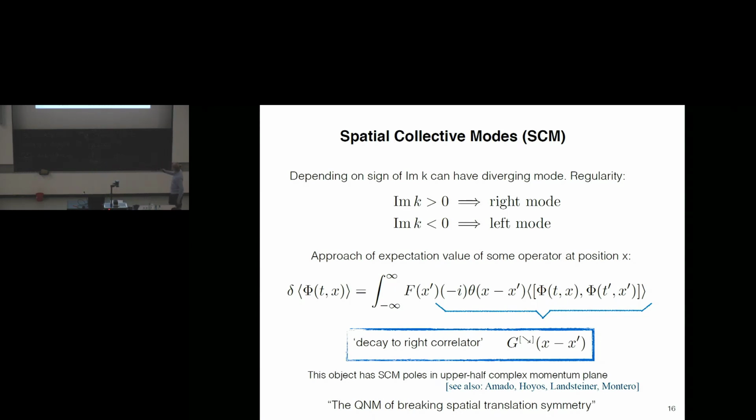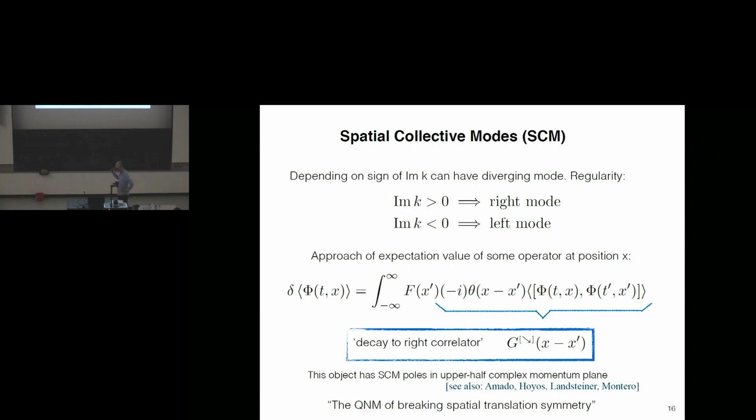This object that we defined, we decided to call the decay to the right correlator. We avoided the terminology of retarded and so on because that really has to do with time, and also the hyperbolicity of the equations and the causality that follows from that. But it is a correlator that contains only modes that are regular to the right. So this is the object that has these spatial collective mode poles in the upper half complex momentum plane.